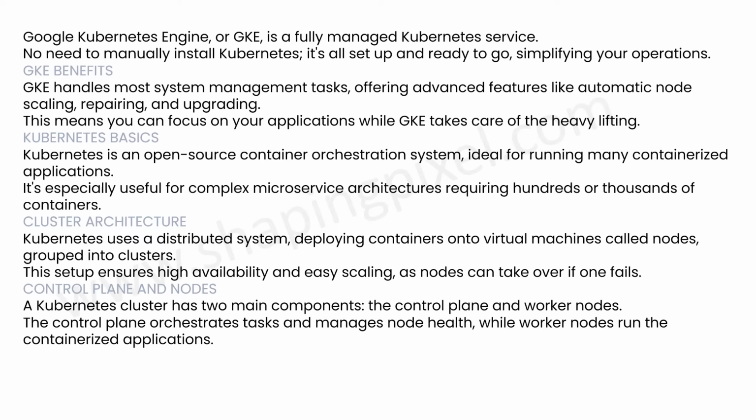A Kubernetes cluster has two main components: the control plane and worker nodes. The control plane orchestrates tasks and manages node health, while worker nodes run the containerized applications. In summary, GKE simplifies Kubernetes management, allowing you to create a cluster with a control plane and worker nodes. This setup ensures efficient, scalable, and reliable container orchestration.